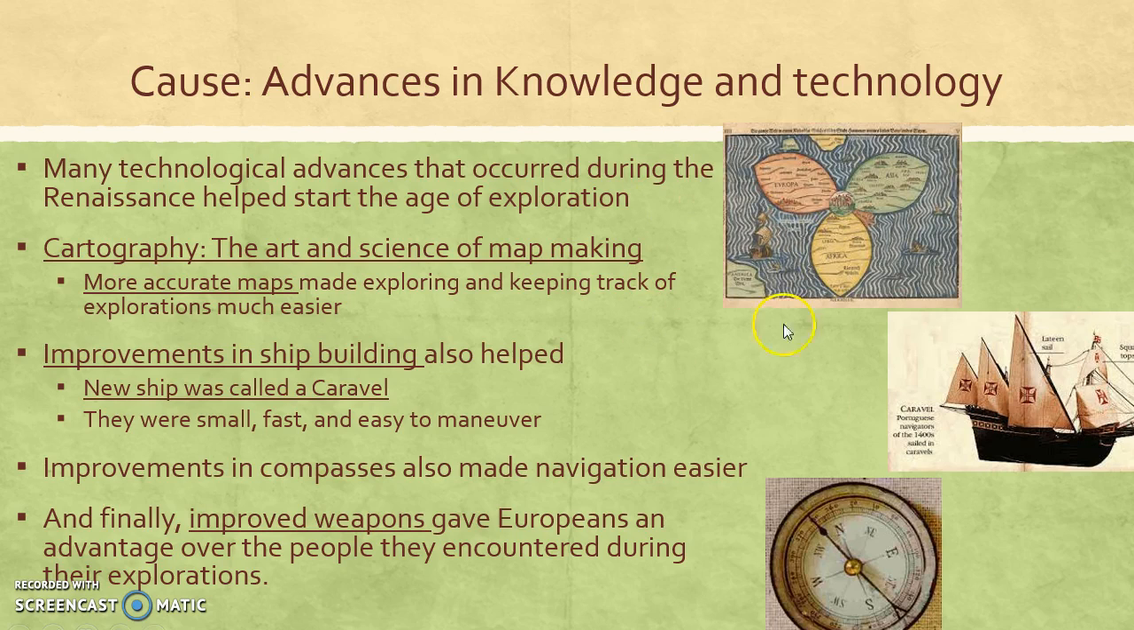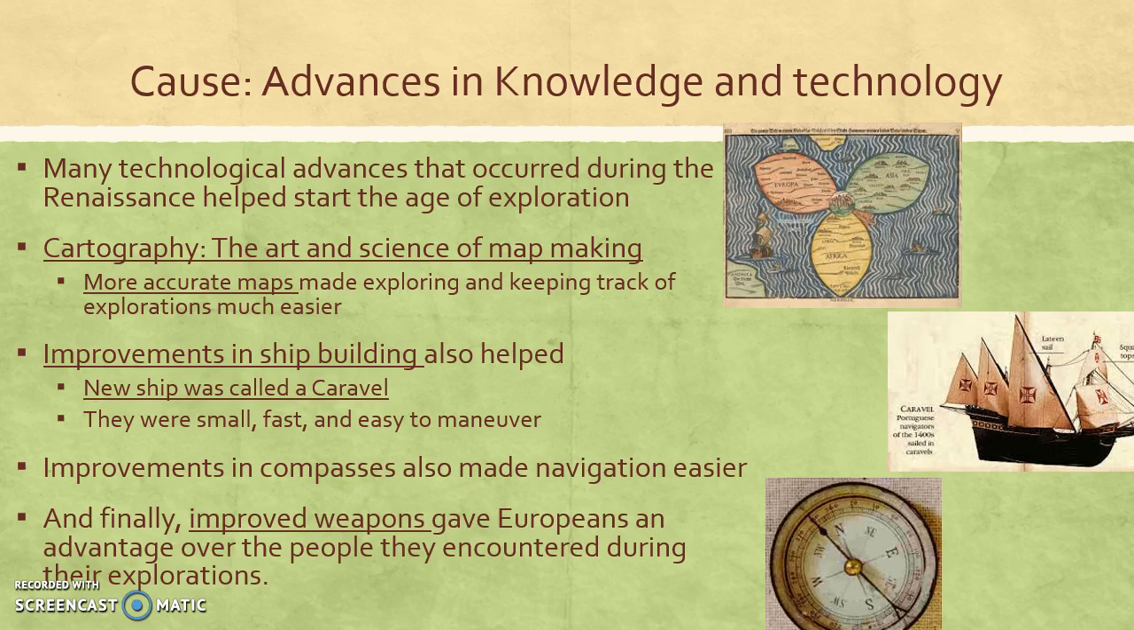You can see this picture kind of shows a very early map of the world, which is very inaccurate, right? So this new science of cartography that was discovered with the rebirth of classical texts really allowed them to create more accurate maps of the world.